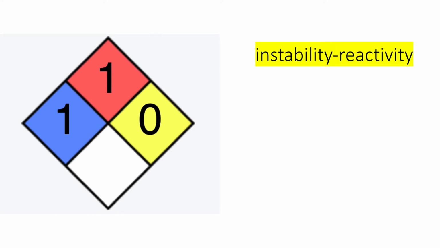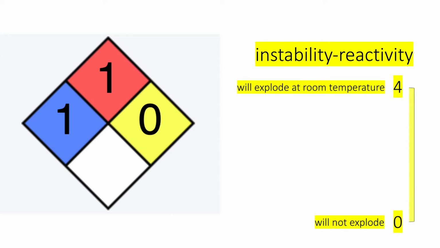The yellow square at the right represents instability or reactivity. This is basically explosiveness.